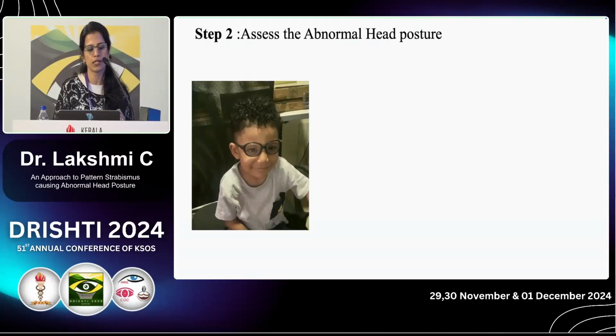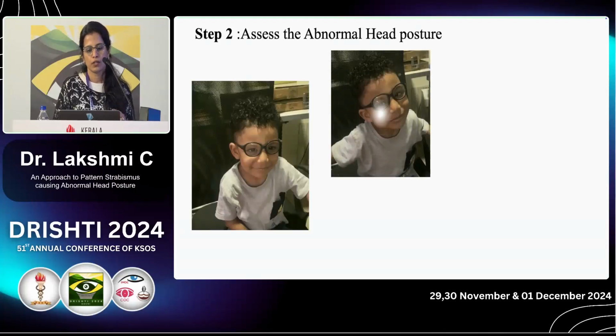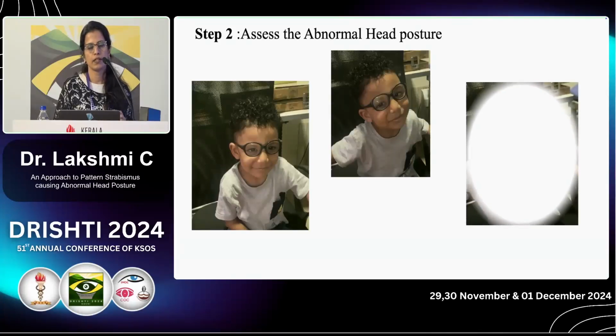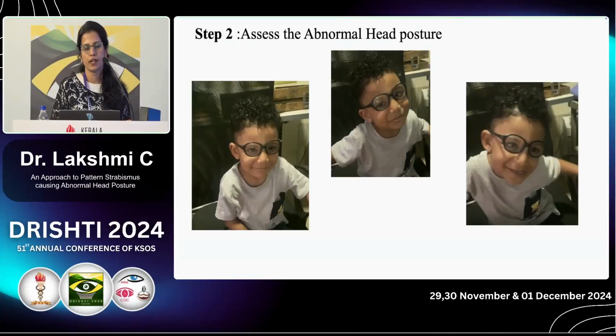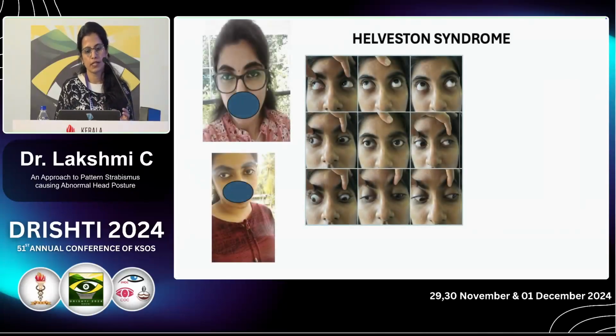So this is the V pattern ESO boy. On close follow-up, he has a right head tilt and a left head tilt. So he had a dissociated vertical deviation along with the patent strabismus. So that was giving rise to the tilt most probably. And he was alternately suppressing his eyes.